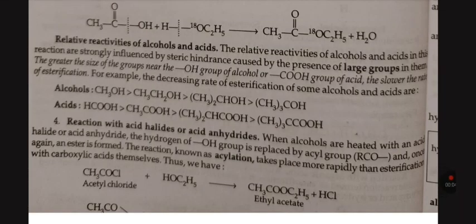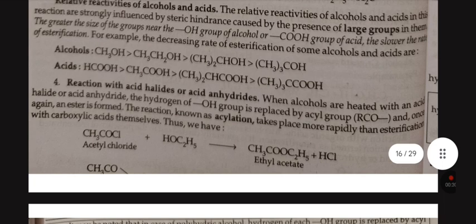Relative reactivities of alcohol and acid. The relative reactivity of alcohol and acid in the reaction is strongly influenced by steric hindrance caused by the presence of large groups in them. The greater the size of groups near the OH group of alcohol or COOH group of acid, the slower will be the esterification. For example, the decreasing rate of esterification of some alcohols and acids is given below. Alcohol: CH3OH, then ethanol, then (CH3)2CHOH, then (CH3)3COH.